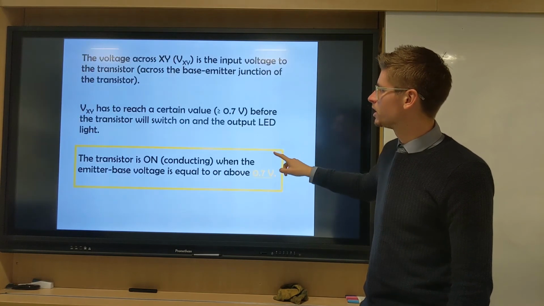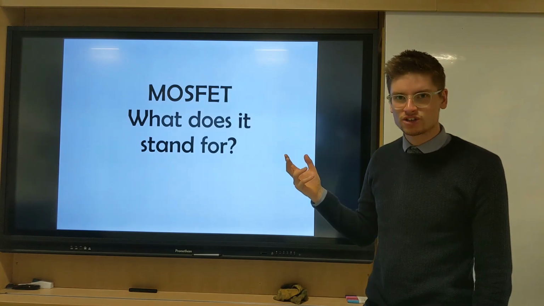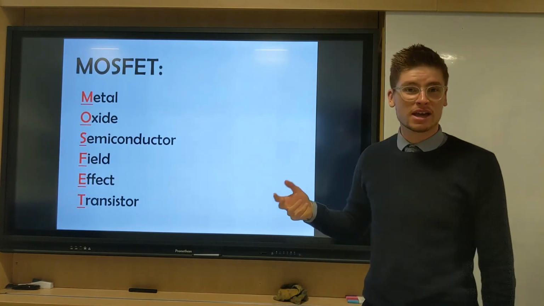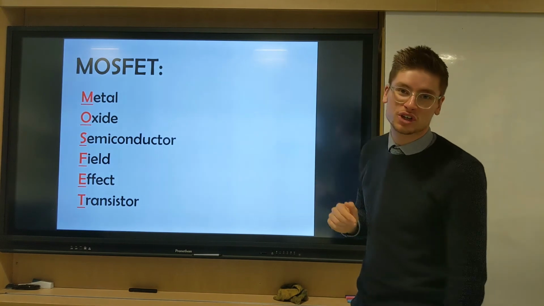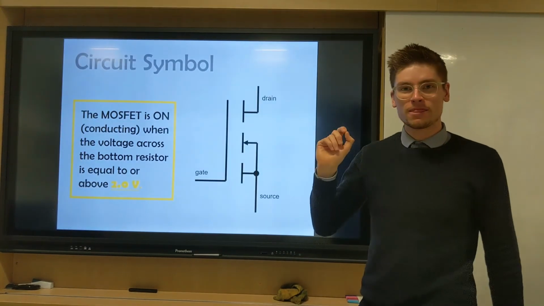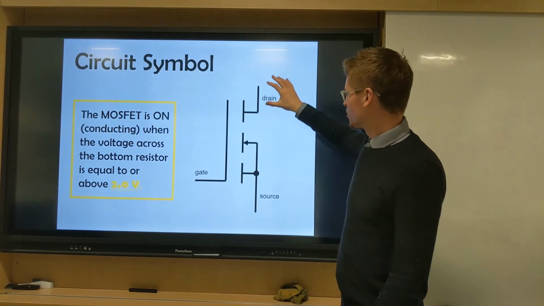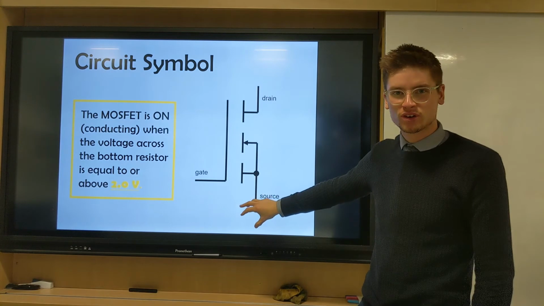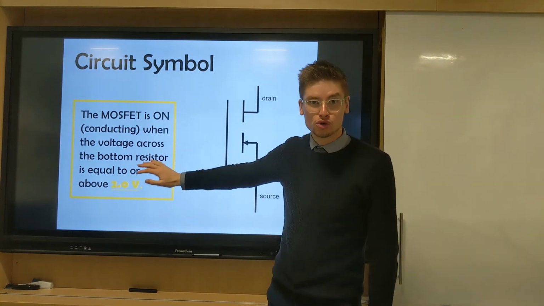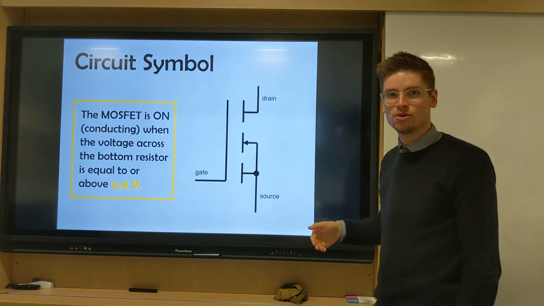Now, a MOSFET is another fancier transistor, which stands for metal oxide semiconductor field effect transistor, that no one ever needs to know, so don't worry about it. But this is the diagram here. So you have the gate, the drain, and the source. And this one opens up at 2 volts. When it's 2 volts, that one can open and it causes electricity to move through.